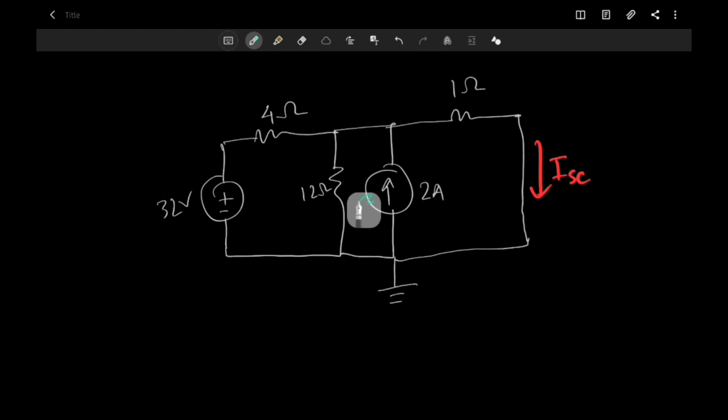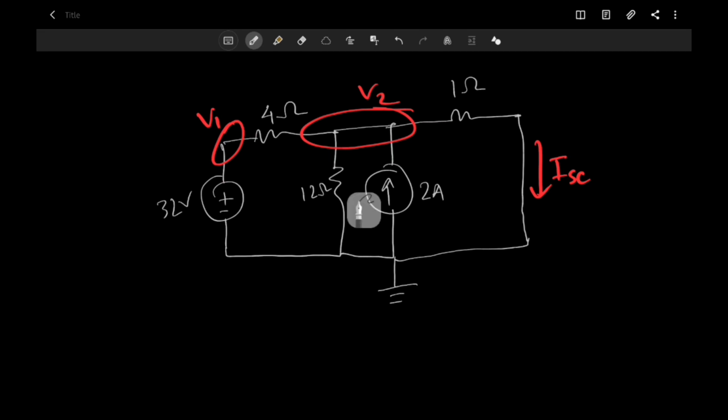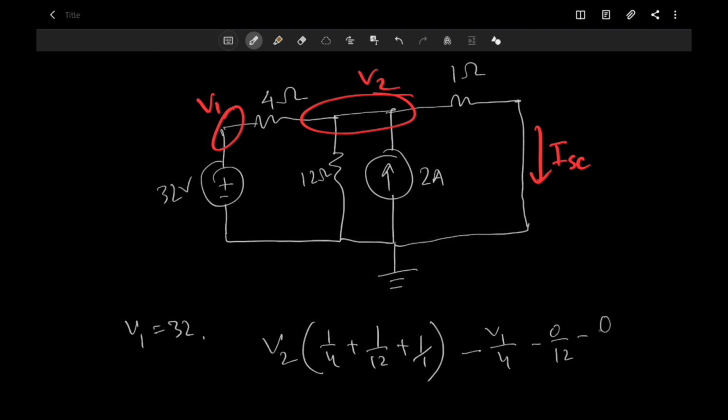Okay, so let's do that with just nodal analysis. We have V1 here, V2 here, and this whole thing is ground, right? So V1 equals 32 volts, and then we have V2 times (1/4 + 1/12 + 1/1) minus V1/4 minus 0/12 minus 0/1, because the 1 ohm is connected to ground as well, minus 2 for the 2 ampere current source that is entering, equals 0.